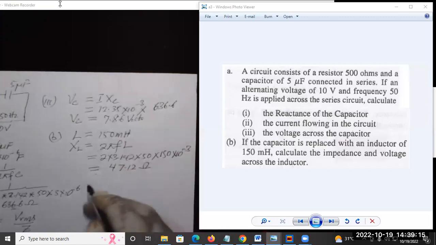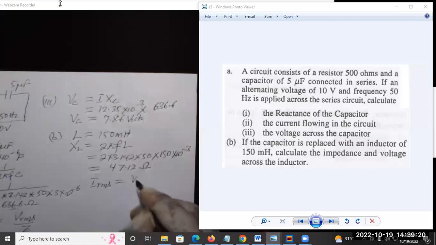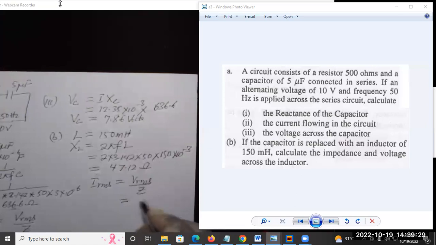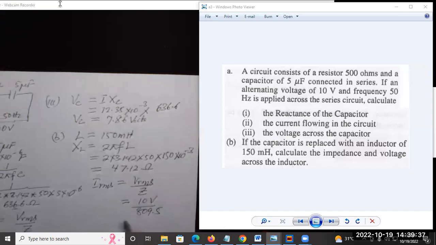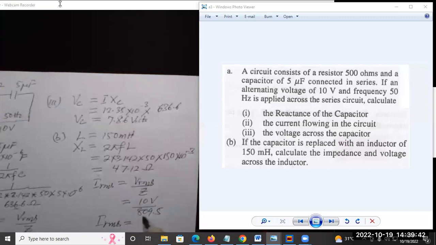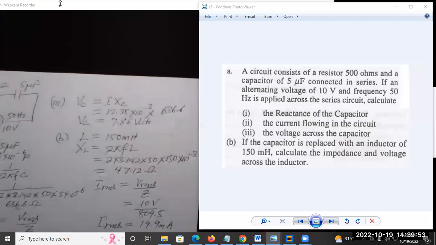With that, we can find the current. The root mean square current will be equal to the root mean square voltage all over the impedance. Root mean square voltage is given from the question as 10 volts. The calculated impedance is given as 809.5. Using the calculator, the root mean square current will be given as 19.9 milliampere. That is the value we have.